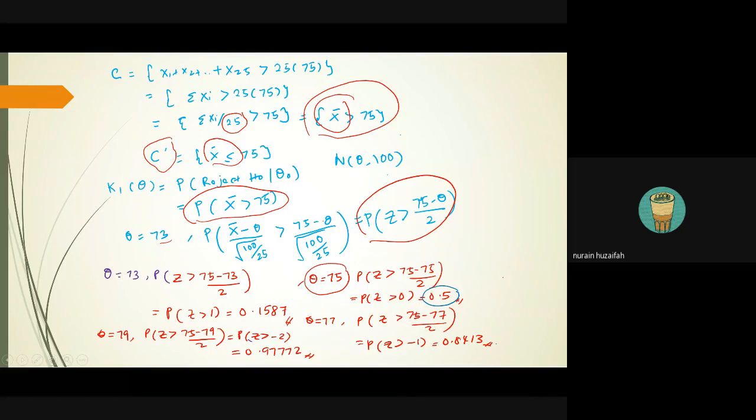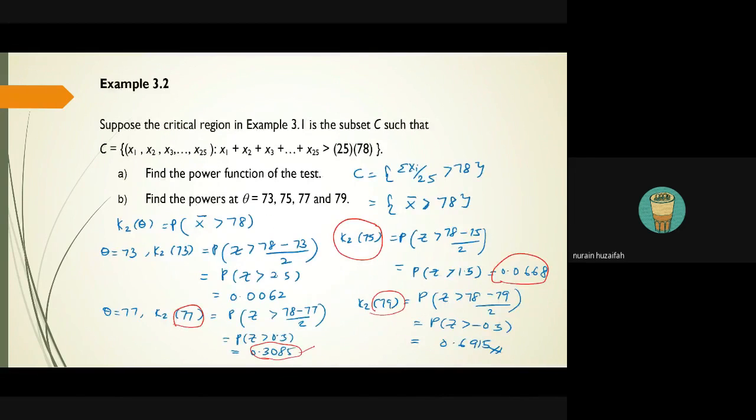So kalau boleh, that means we want to minimize the error. So this one is too large. So compare test 1 and test 2. So that means test 2 is more desirable compared to the first test. Okay, so that is just to compare. This example leads us to find the best critical region actually.